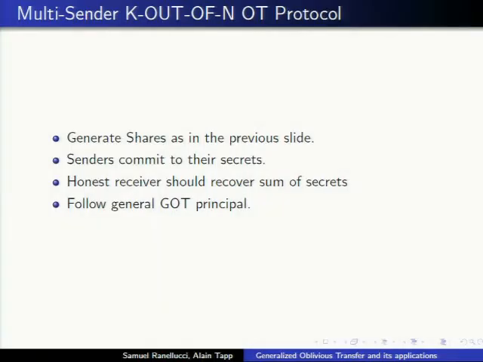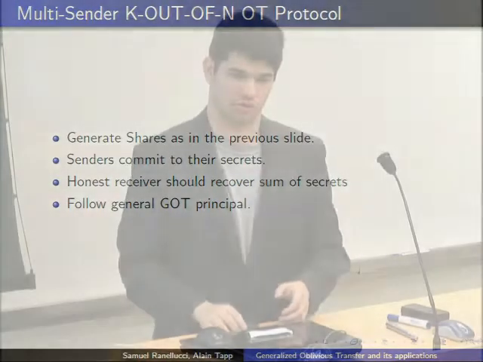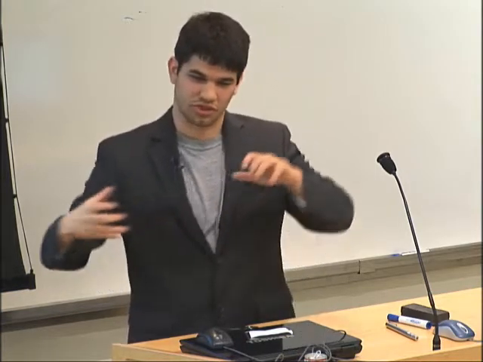To get the actual multi-sender K out of N OT protocol, we combine the shares together, and then each person uses those shares to do a K out of N OT for GOT. They're also going to commit to their secrets. At the end, what the receiver should reveal is the sum of the secrets. Then they're going to decommit to their secrets, and we verify that it's correct. Also, you still have to check the consistency of shares and all of that, but it all comes together.